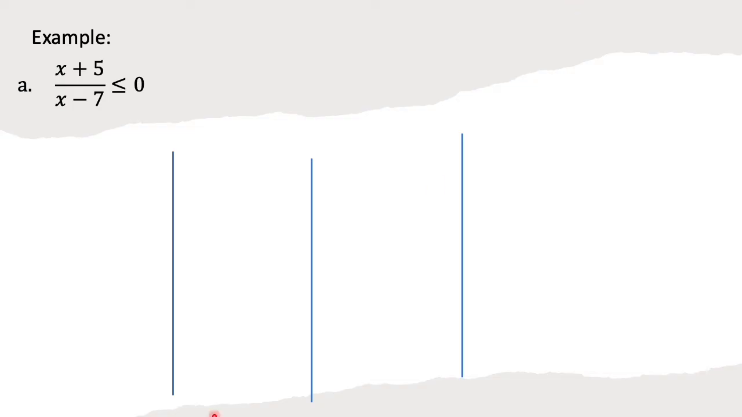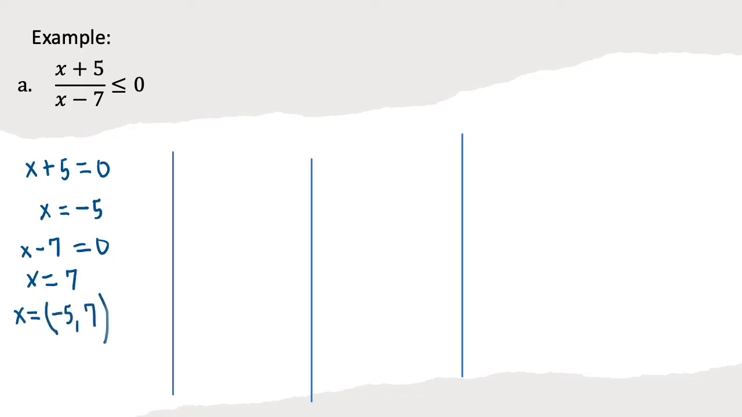So let's do that. We have x plus 5 equals 0, and then we have x equals negative 5. And then x minus 7 equals 0, so we have x equals 7. Therefore, we have the values negative 5 and 7 as our critical values. This is not yet our answer, so we will test that later.